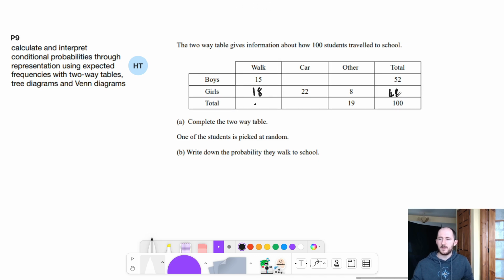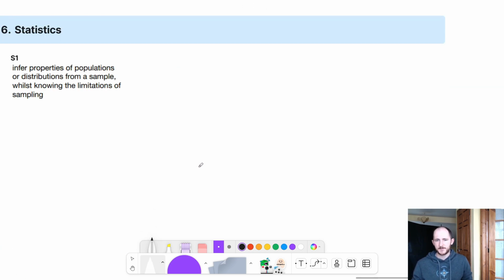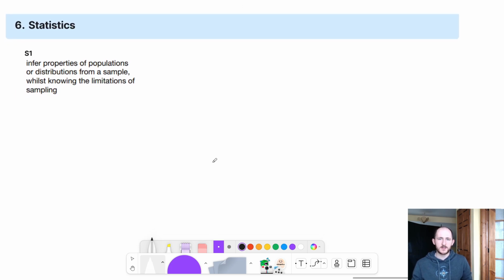So now I can work out this value here. 15 plus 18 is 33. 33 plus 19 plus something gives me 100, so 33 plus 19 is 52, so we need another 48. So that means that must be 26, and 15 plus 26 is 41, so I need another 11 here. Nice. One student is picked at random, write down the probability that they walk to school, so you take the total here, 33 out of 100, which I wouldn't simplify it to a third, although you can argue it's a third.